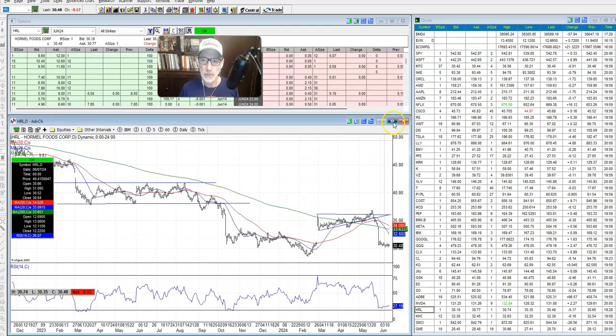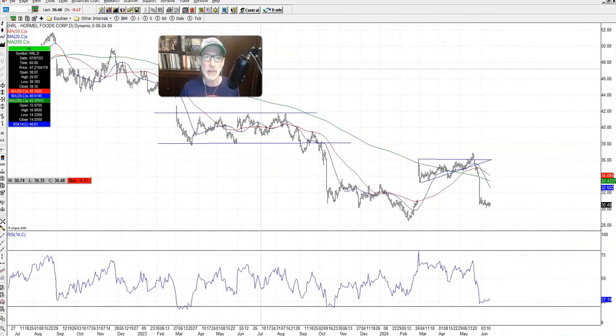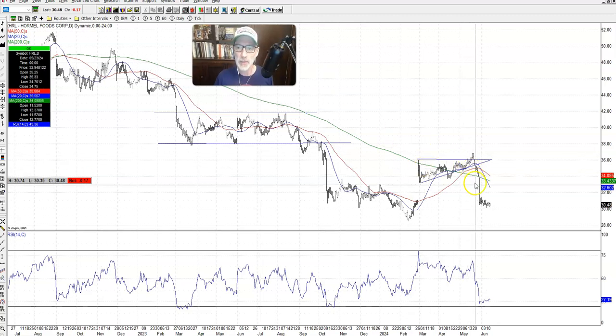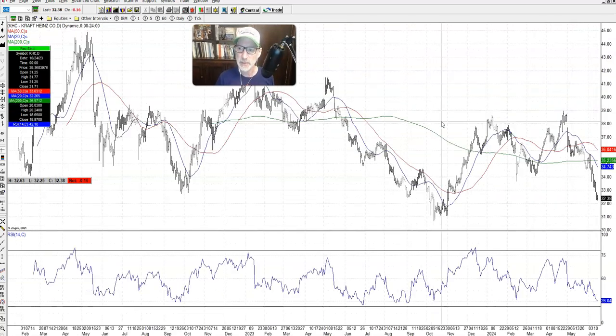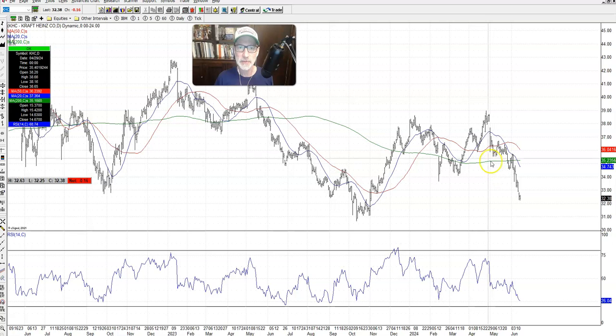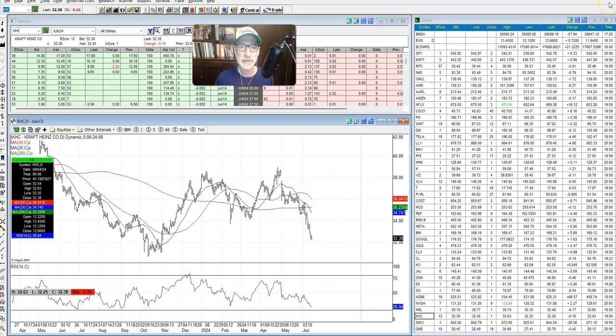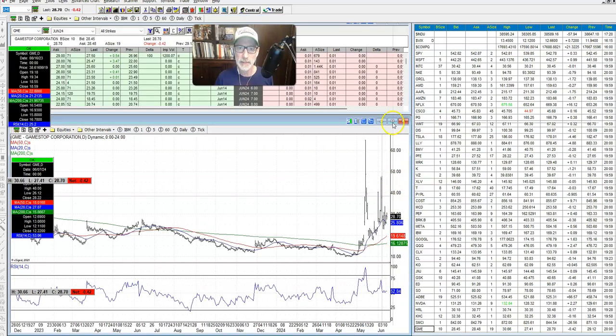What else? Here's a couple others. Hormel, a stalwart of a dividend stock. Hormel is just down in the dumps, not doing much. Kraft Heinz, same thing, just kind of down in the dumps. Some of these Dow stocks are not doing that great. And then we have GameStop. This will be the last one we look at.